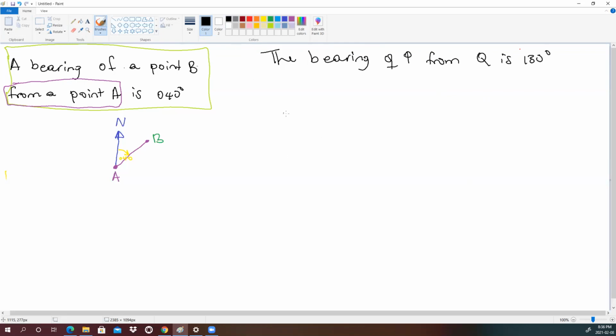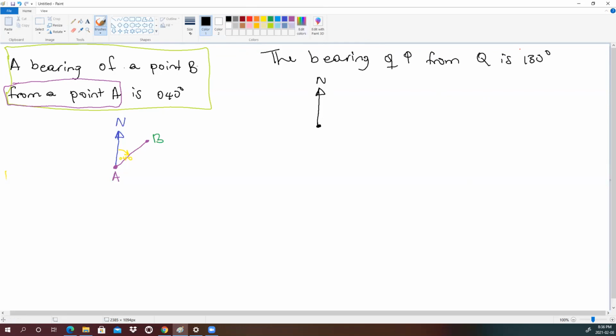So this is a bearing diagram. The first thing I'm going to need is my north line. Underneath my north line is my reference point. Where is it coming from?